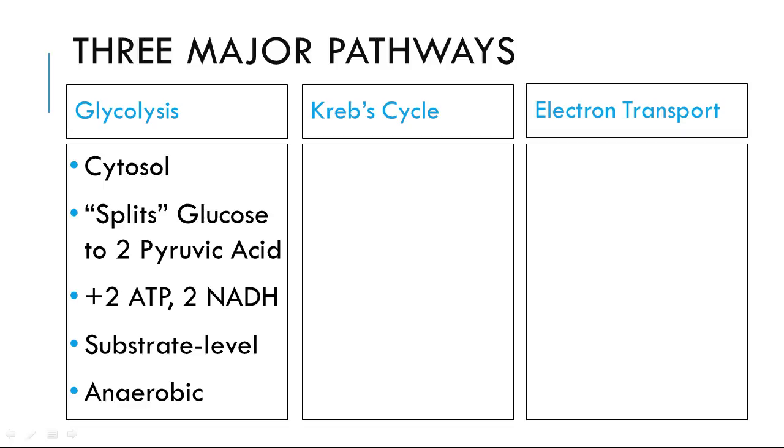If oxygen's available, what happens? It continues. It goes into the intermediate linking step. The pyruvic acid is transported into the linking step, physically going into the mitochondrial matrix.